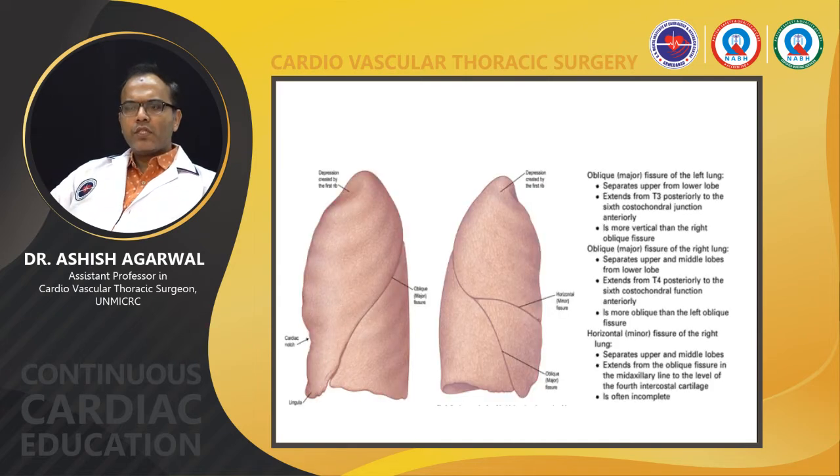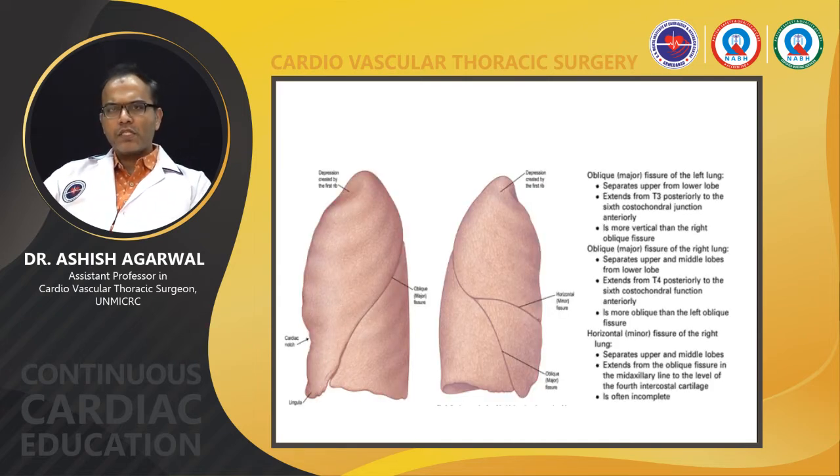Now the fissures. We know that on the right side we have two fissures, oblique and horizontal, and on the left side only the oblique fissure. These fissures are called complete when the lobes are only held together at the hilum by the bronchus and pulmonary vessels, and incomplete when areas of parenchymal fusion between the lobes are present. 25% of the time the oblique fissure is incomplete, and 60 to 70% of the time the horizontal fissure is incomplete.